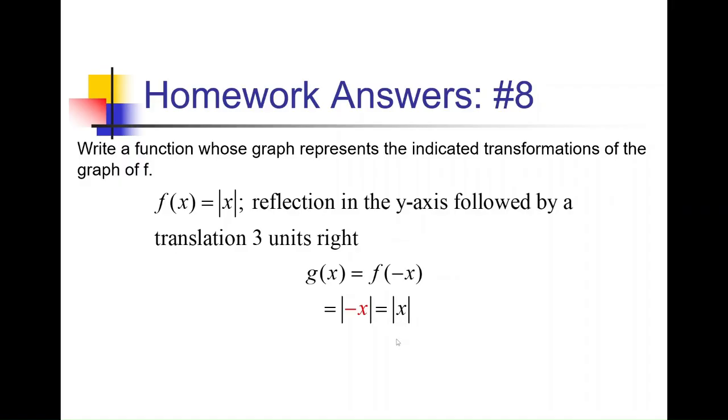For the next step now, I need to translate this g function 3 units right. Since it's a left-right change, it again is going to happen to the input of the function, and it's opposite of what it appears to be. So I have to do x minus 3 to get 3 units right. So I'm going to write h of x equals g of x minus 3. And then since the g function is just absolute value, this is just going to be absolute value of x minus 3.